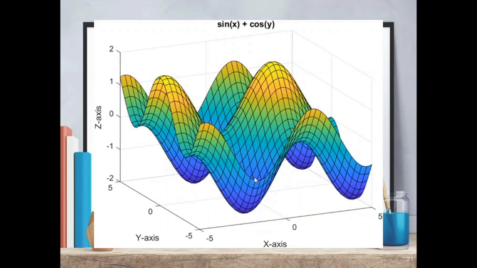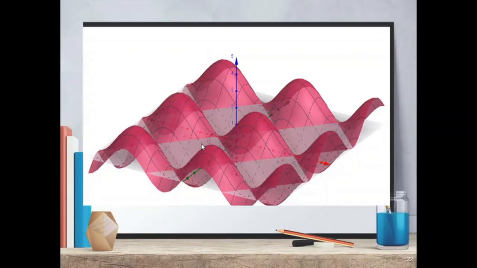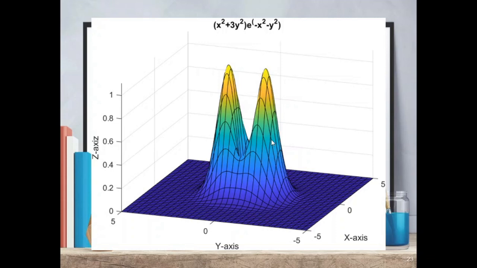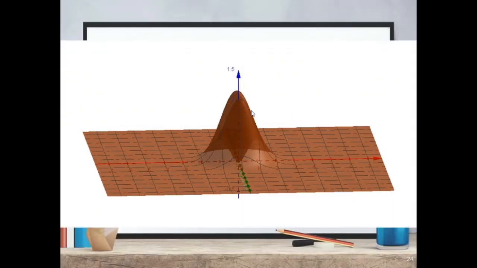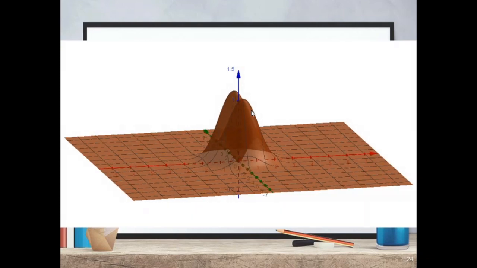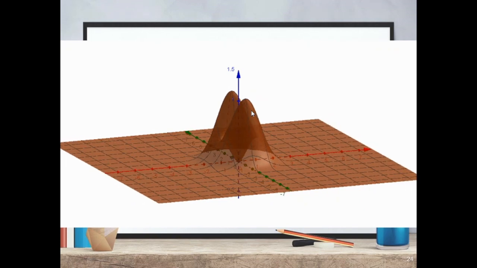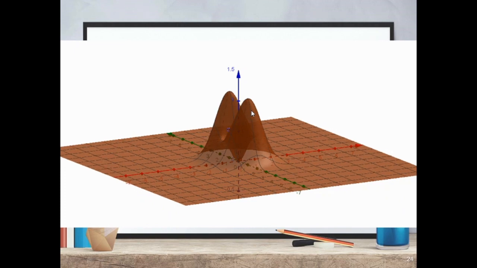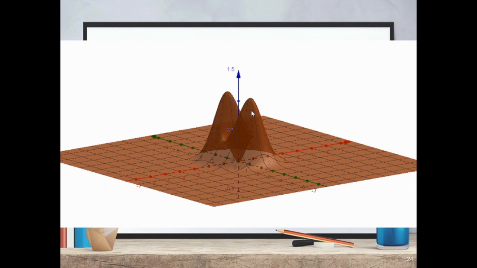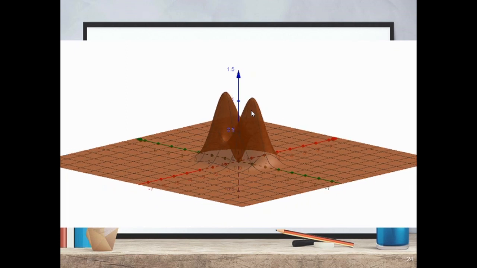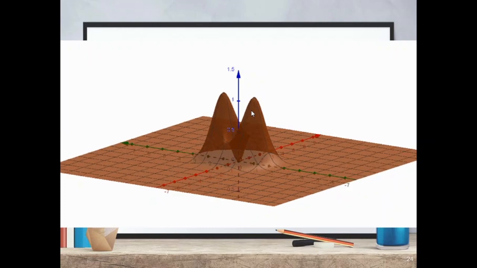This is the graph of the function sin x + sin y obtained using MATLAB software. Again, it is the graph of sin x + sin y obtained using GeoGebra software. You can use different mathematical softwares to find the graphs of different functions. This is the graph of the function (x² + 3y²) e^(-x² - y²) using MATLAB, and this is the graph of the same function using GeoGebra software, and you can see the animation of that. Using this you can visualize the graph in 3 dimensions very easily and in a good manner.